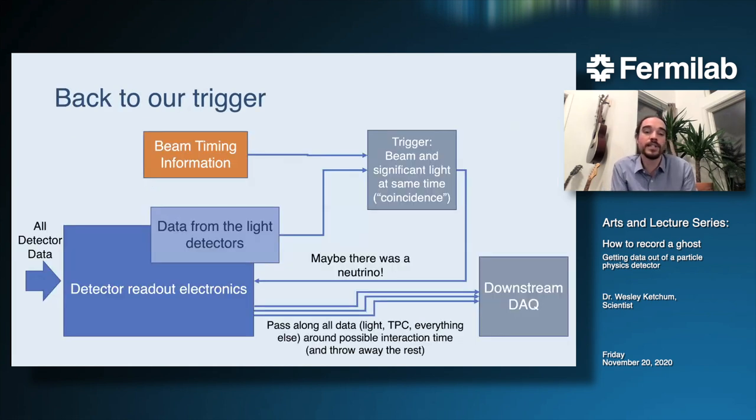And so what we do is we take the data from the light detectors and we ask, do we see a bunch of signals in our light detectors at the same time, so in coincidence with the beam? And if so, maybe there was a neutrino. And that then forms our trigger. That's our really basic, simple trigger for a liquid argon TPC neutrino detector.